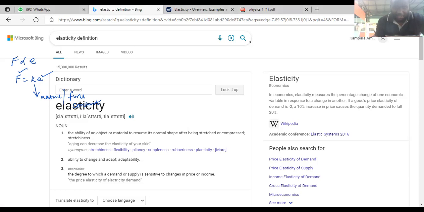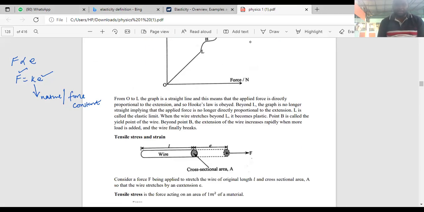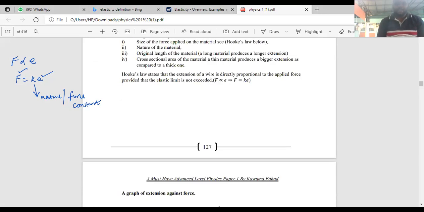Let us further our definitions. Then we have what we call a graph of extension against force for a material that is ductile. And for this ductile material, this graph needs some more editing. Okay, this is extension against force. I'm going to show you another one of force against extension. Force against extension looks like this. So force against extension will have something like that. Then you shall have something of this sort.